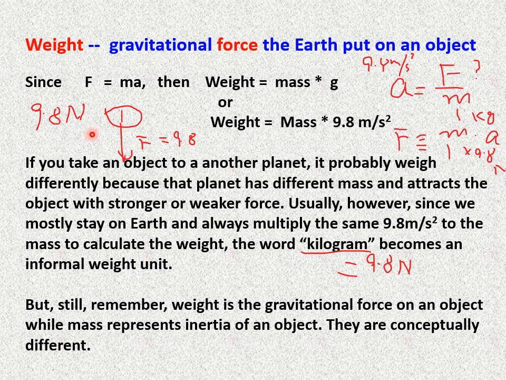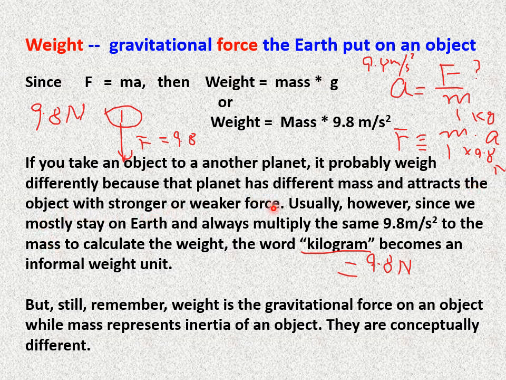How much is it? That's for a 1 kilogram object. So 1 kilogram gives 9.8 newtons. Anything on the Earth's surface will experience a force of mass times g. So mass times g gives you the gravitational force. g here is 9.8. Now, if you take the object to another planet, it will probably weigh differently, which means the gravitational force will be different, because that planet has a different mass and attracts the object with a stronger or weaker force.